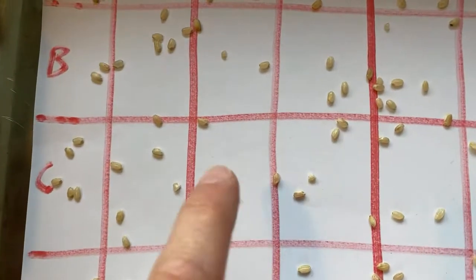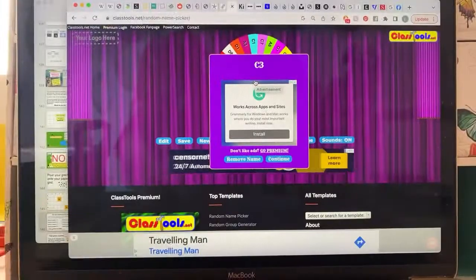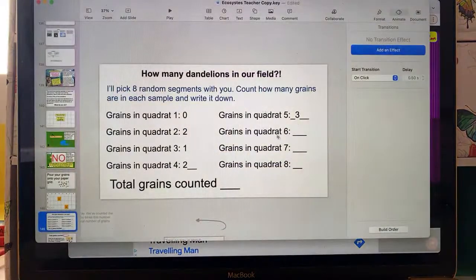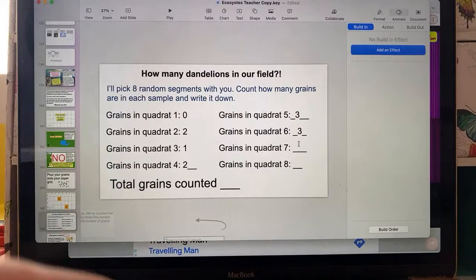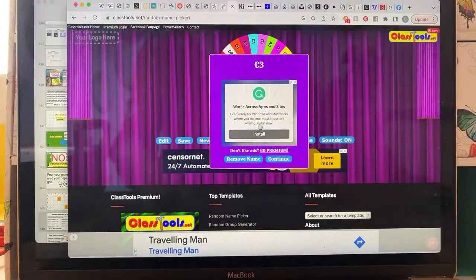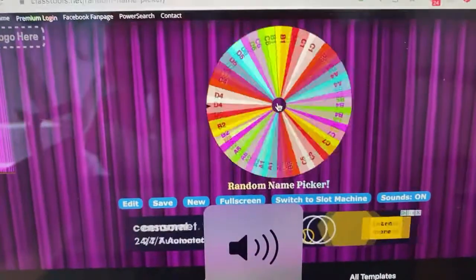Ooh. Okay. C3. 2 more to go. Yeah, I'll turn the sound off now, sorry. Or maybe I'll just have it quiet.